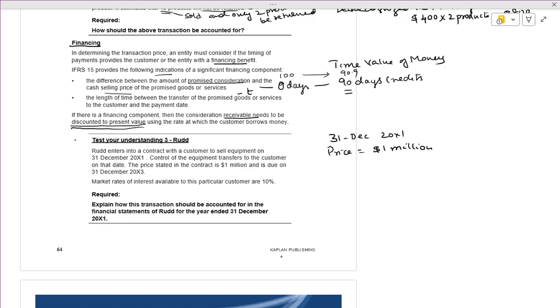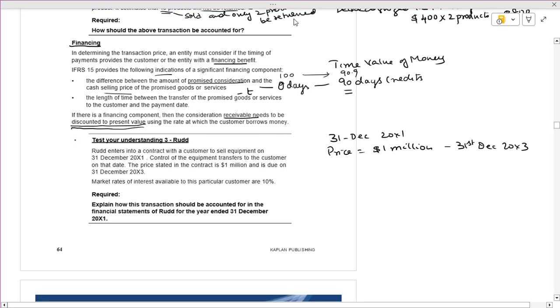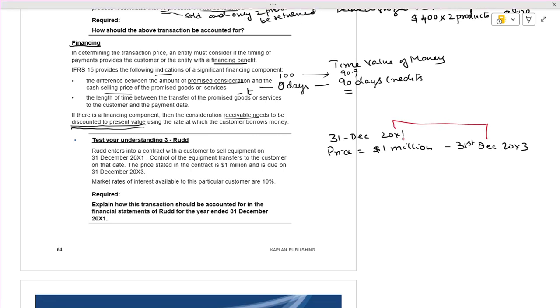And when is it going to be due? It is going to be due on 31st December 2003. If you take into consideration, it will be 2 years. Market rates are available for this particular customer. Explain how this contract should be accounted for in the financial statements for the year ended 31st December 2001.